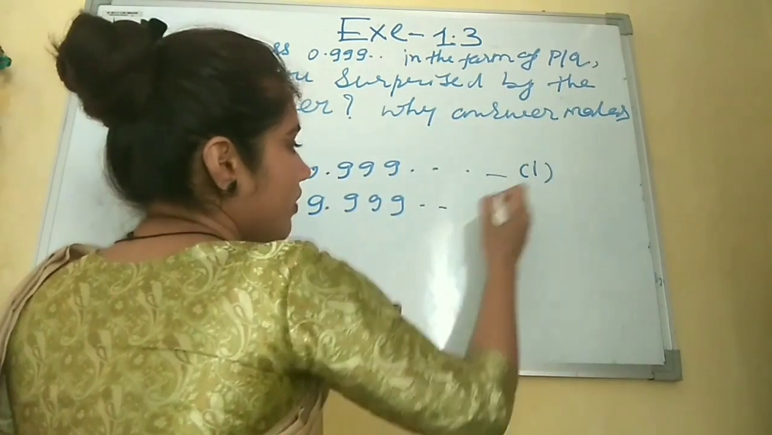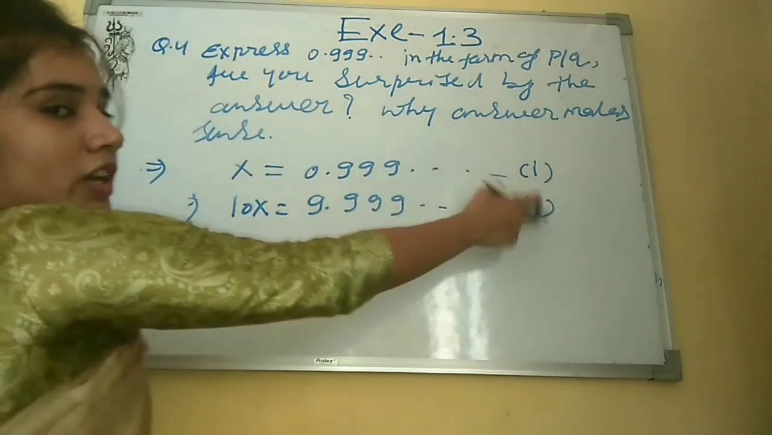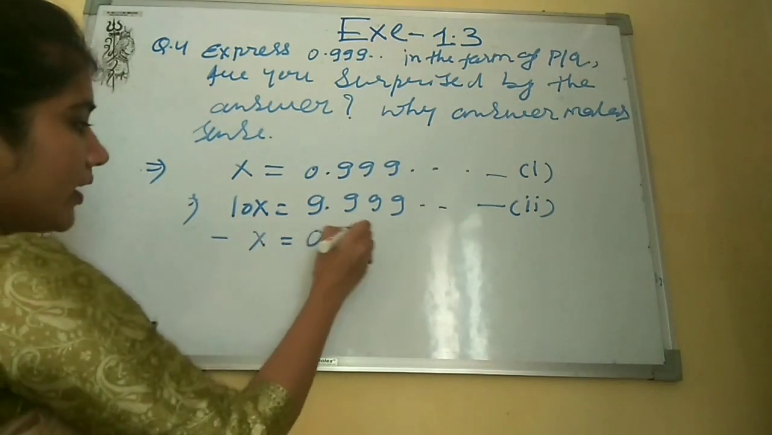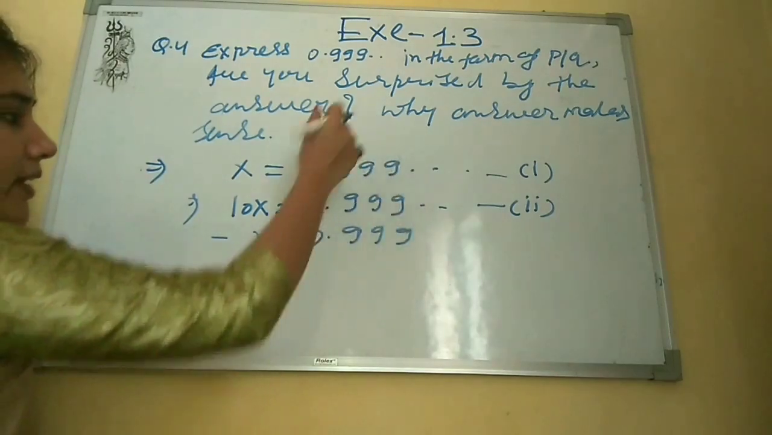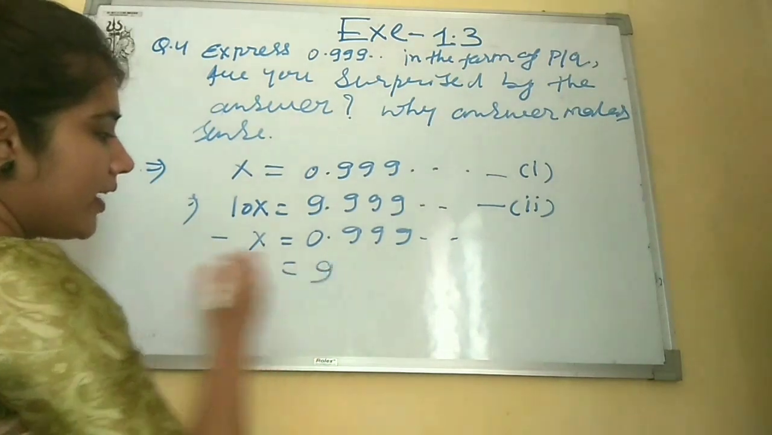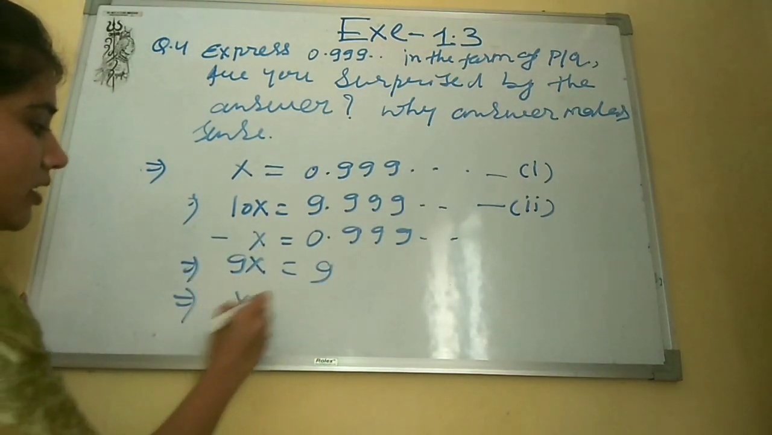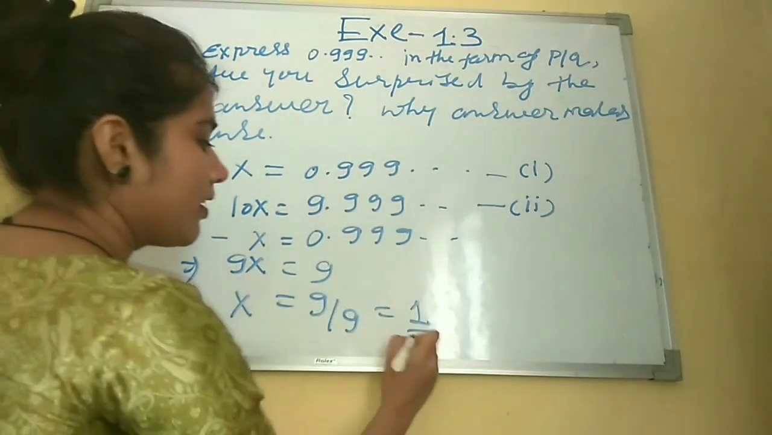This will be equation 1 and this will be equation 2. We subtract equation 1 from equation 2. Simply, the 0.9999... all these 9s will be subtracted by 9s and it will become 0. What we will get is 9, and this will be 9x. So the value of x is 9 by 9, which means 1.